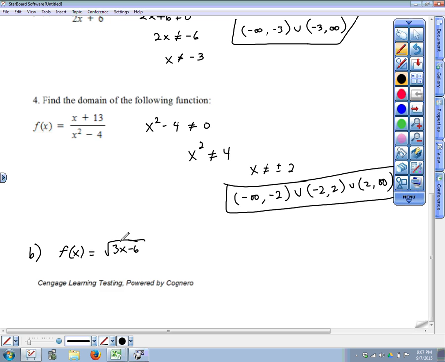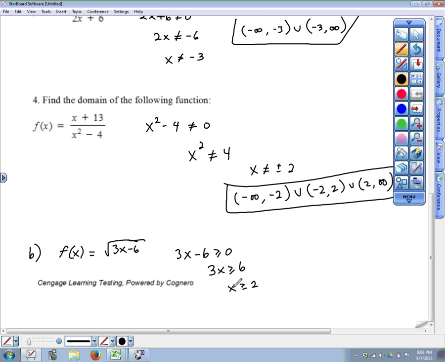Now with a square root function, you can square root 0. You just can't square root anything that's less than 0. So in order for the square root of 3x minus 6 to be defined, 3x minus 6 must be greater than or equal to 0. If it weren't greater than or equal to 0, we couldn't take the square root of it. So this is a simple inequality to solve. Add the 6 to the other side. Divide by 3.